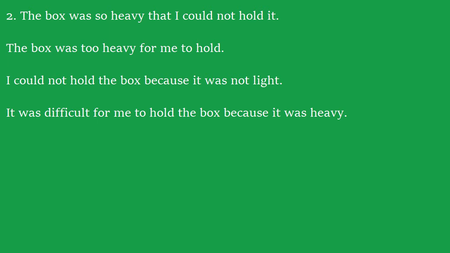The third way in which you can say the same thing is, it was difficult for me to hold the box because it was heavy. So you can say the same sentence in so many different ways. If you have to begin the sentence with "it", you can go for the third way. If you have to begin with "I", you can use the second one. And if you have to use "too", you can use the first form. So it all depends.